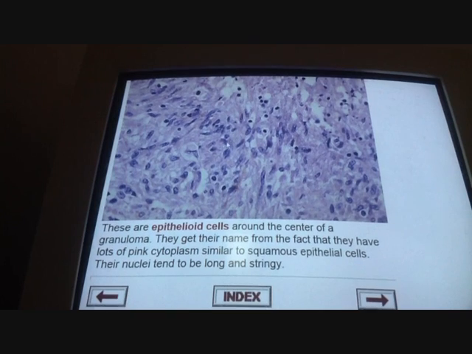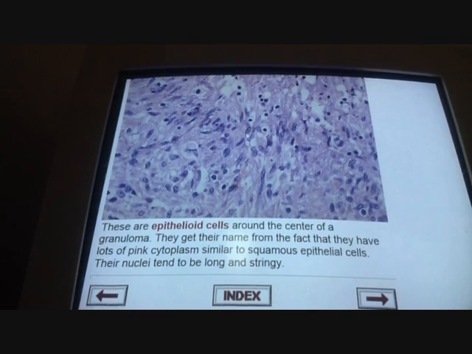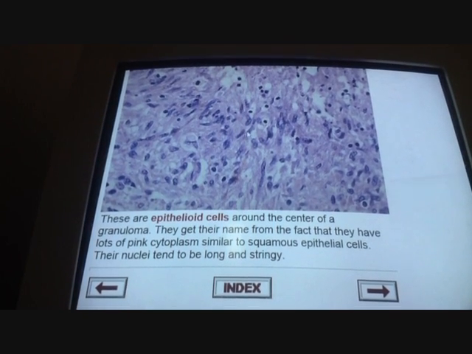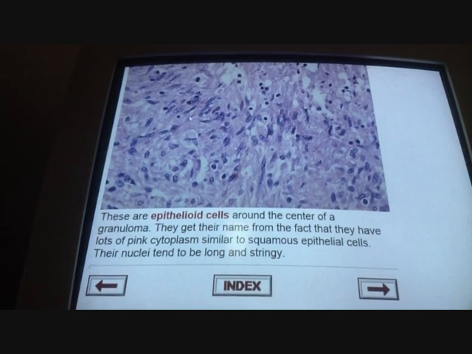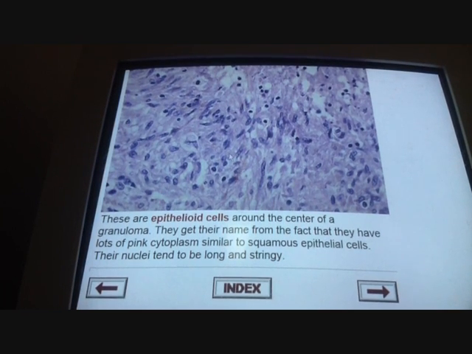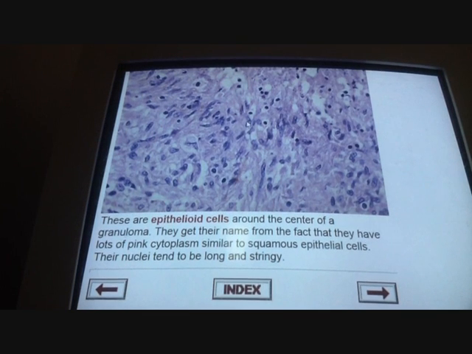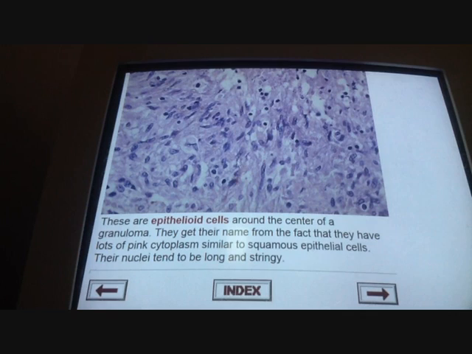This is a closer look, or a higher magnification of the granuloma. Here you can see the epithelioid macrophages. Those are macrophages. They are found usually in the center of a granuloma. So as we said, the name was taken from the fact that they have lots of pink cytoplasm resembling that of epithelial cells, or squamous epithelial cells. And their nuclei tend to be slightly elongated, or stringy.